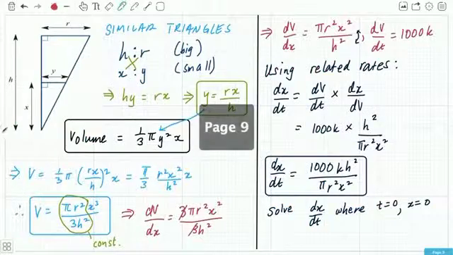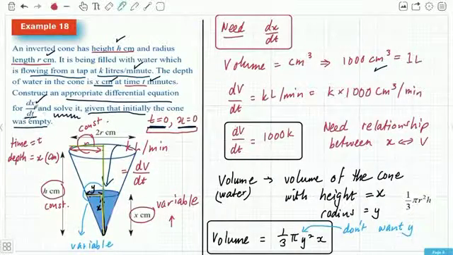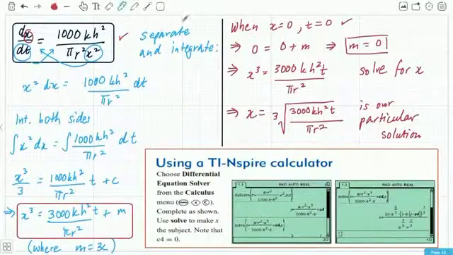So going back to the question, just making sure we've solved it. Find dx/dt, we did that, and solve it, given that initially the cone was empty. So t equals 0 and x equals 0. So that's our solution there to the differential equation.